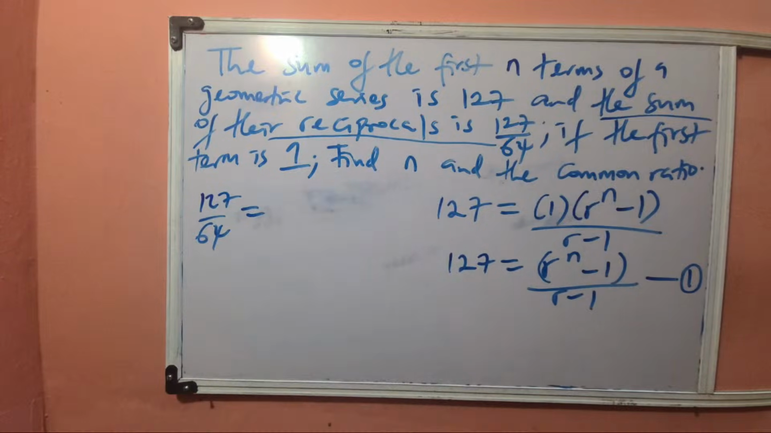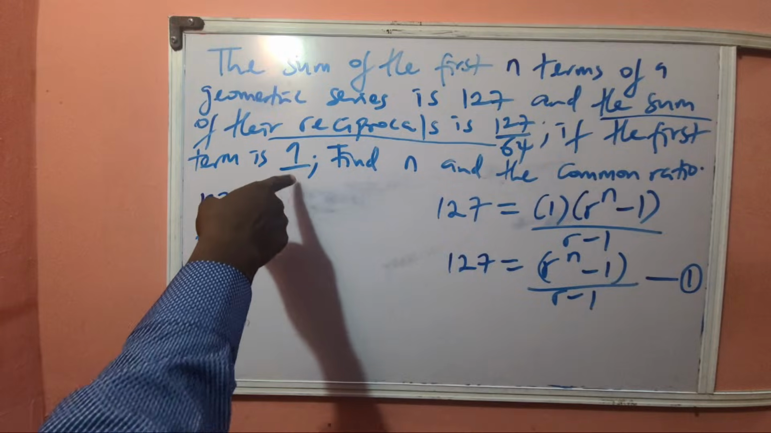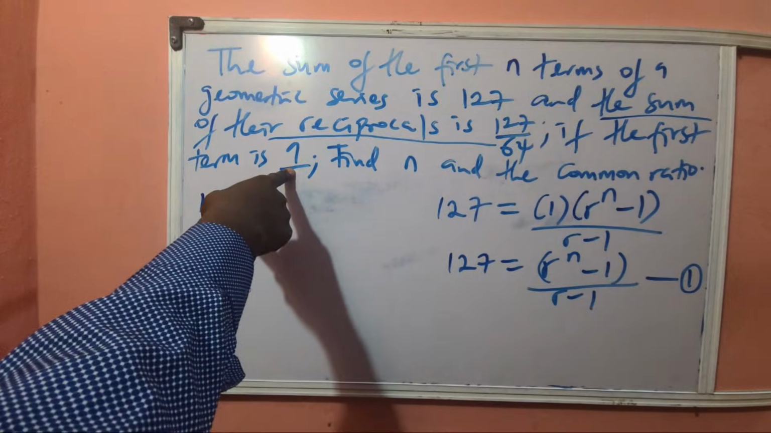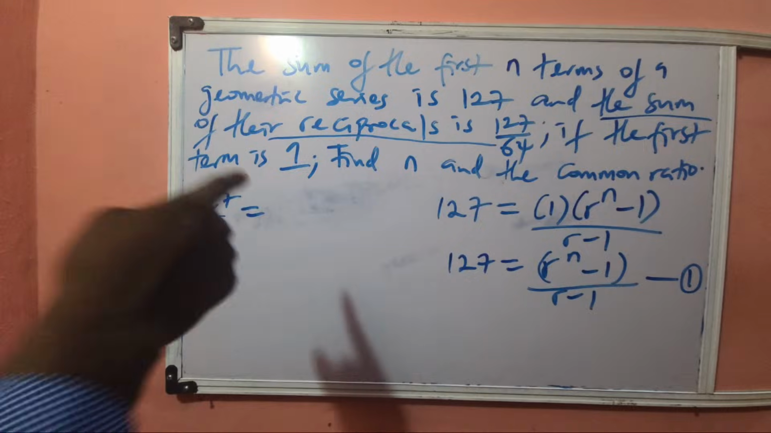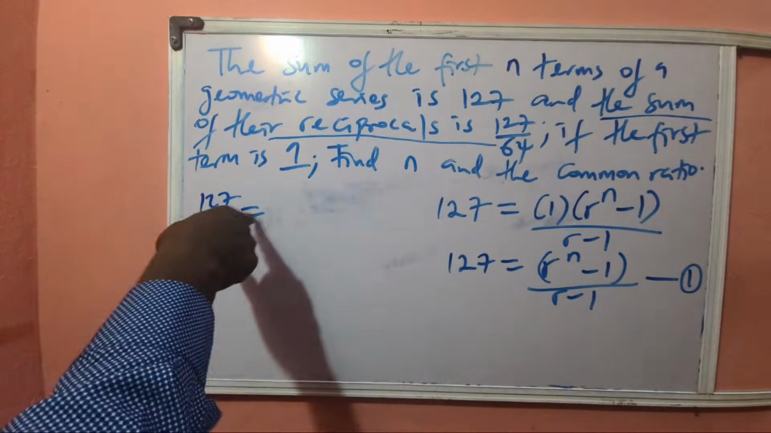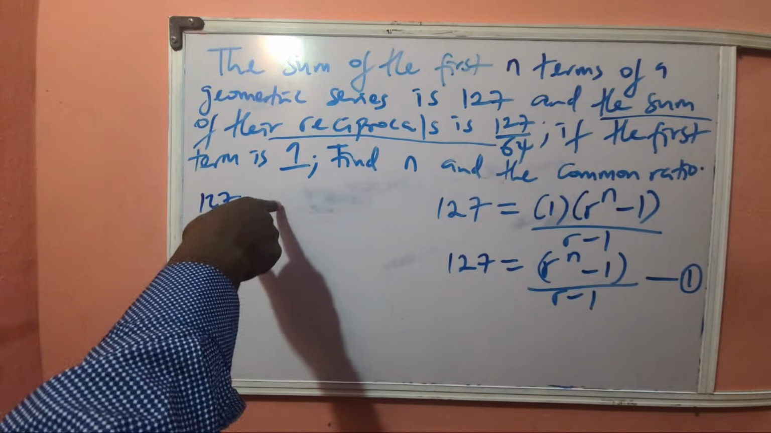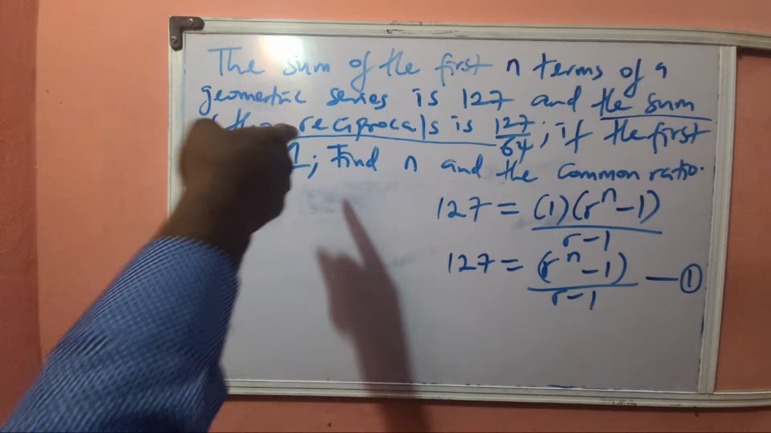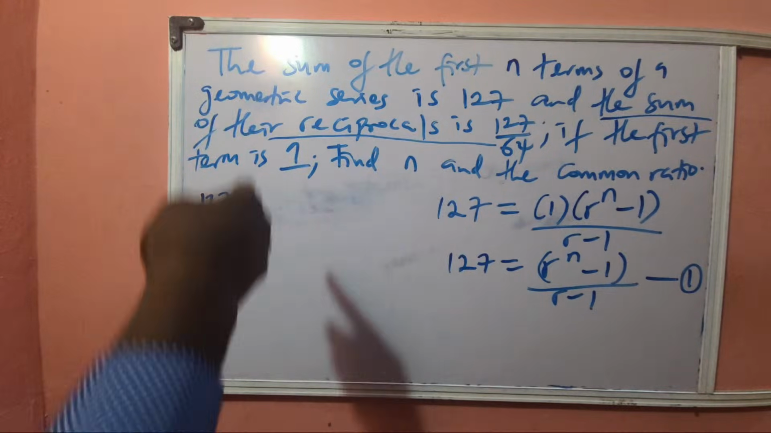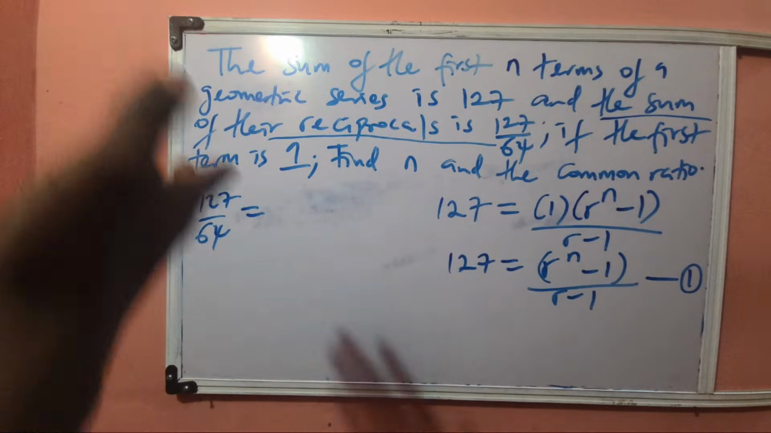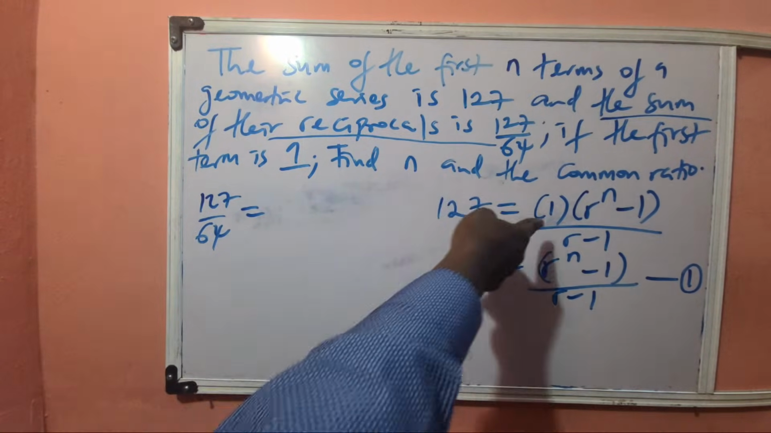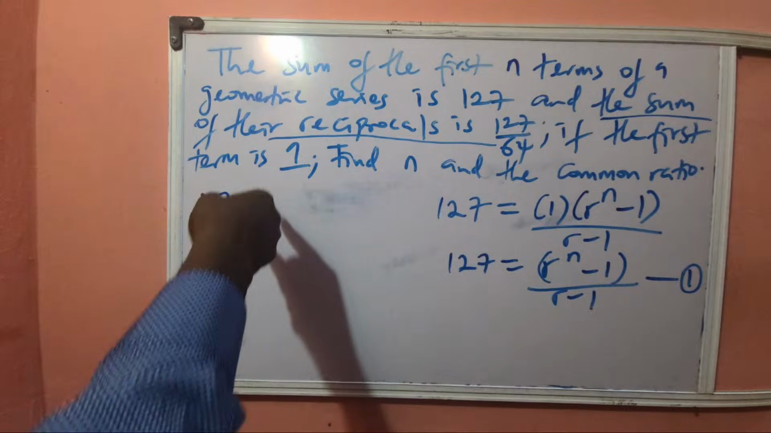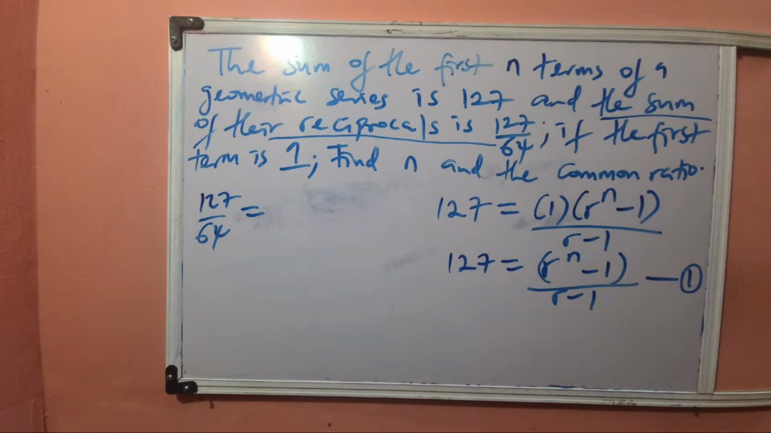Now, if A was not 1, let's say we were told that A was 2 for the first series, then when we are trying to find the reciprocal, our A would have been 1 over 2. But because A was 1, our A in the reciprocal will also be 1, because it will be 1 over 1. So we're not just writing the same A. We have done the reciprocal, but the reciprocal of 1 is still 1. That's why we are still going to have our A as 1.